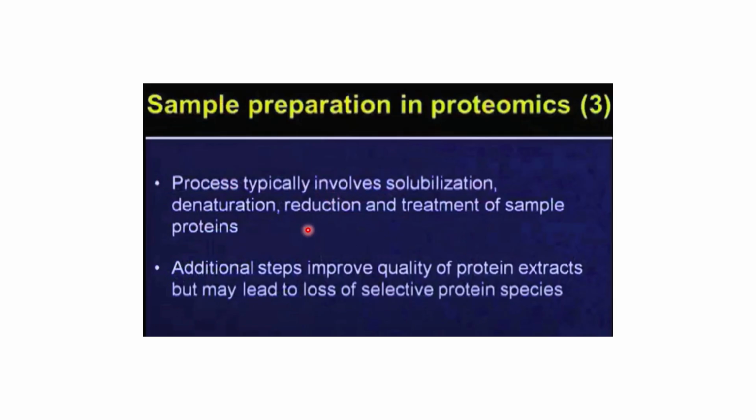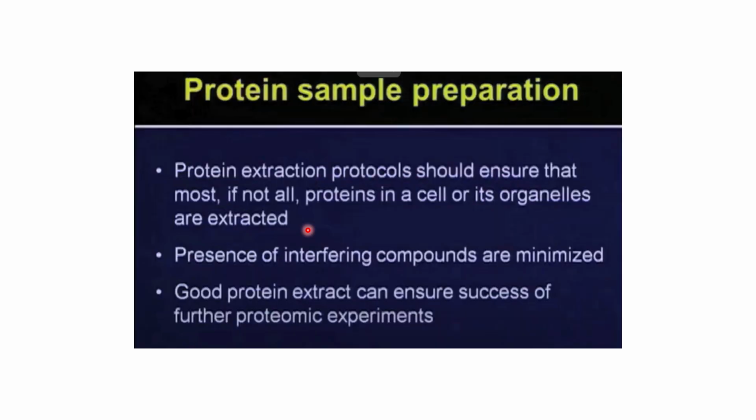So the process typically involves solubilization. The first step is lysis, obviously. After that, you need to solubilize the protein, denature the protein, and do reduction of the protein, basically treating your sample by denaturation, reduction, etc. Then additional steps can be added depending upon your aim, to improve the quality of protein extracts. But those specific additional steps may lead to loss of selective proteins as well, depending on the type of species or type of proteins you are dealing with.